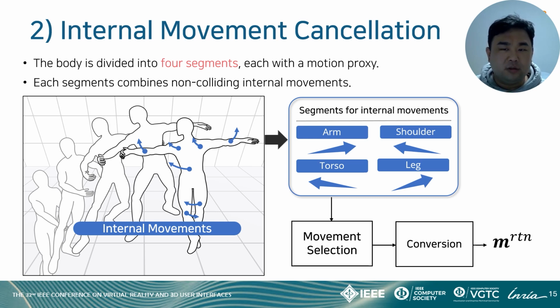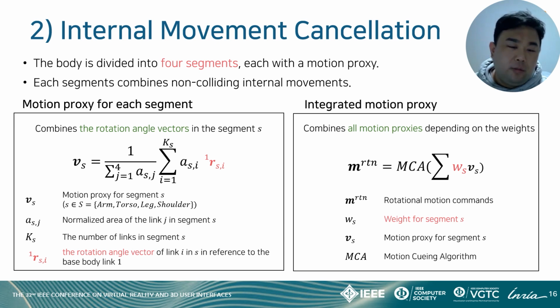Let me elaborate further. Vs refers to the motion proxy for a single segment. This proxy combines the rotational angle vector of all links within the segment, normalized by their relative area. The larger the link, the greater the weight assigned, which is the method proven to provide the best user experience in a previous study. The motion proxies for the 4 segments are combined into one, as seen on the right, by an additional weight, Ws.